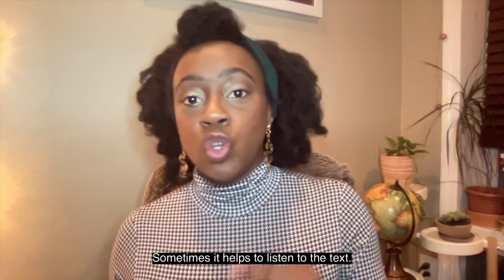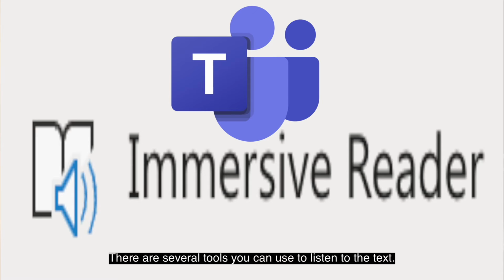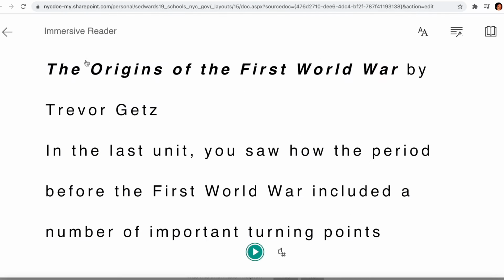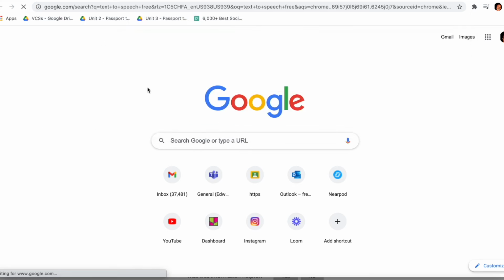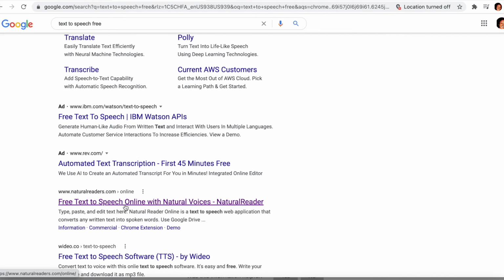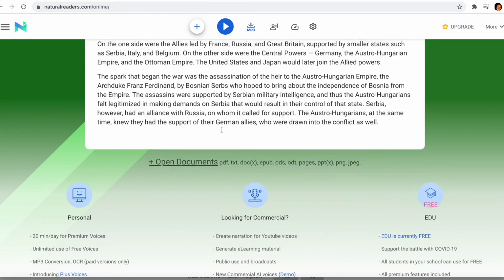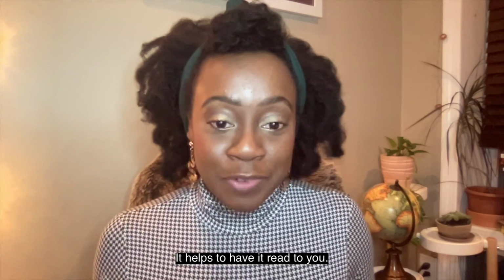Let's look at the text. Tip: sometimes it helps to listen to the text. There are several tools that you can use to listen to the text. One is Immersive Reader if you're using Microsoft Teams. Another is simply going to Google and typing in text-to-speech free. And you'll see a number of different platforms that you can use to have the text read aloud to you. Sometimes these dense texts can put you to sleep, but it helps to have it read to you.